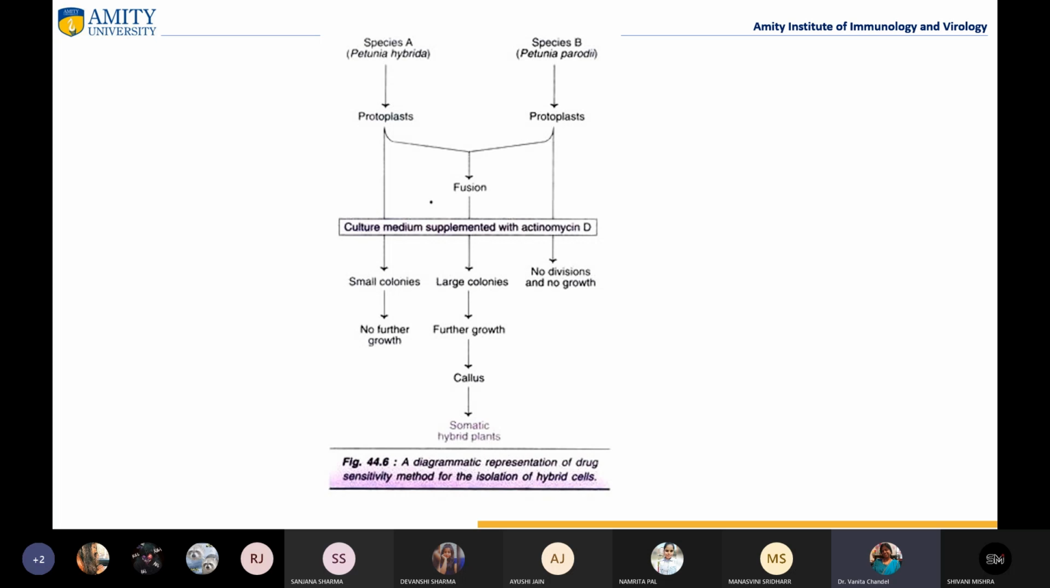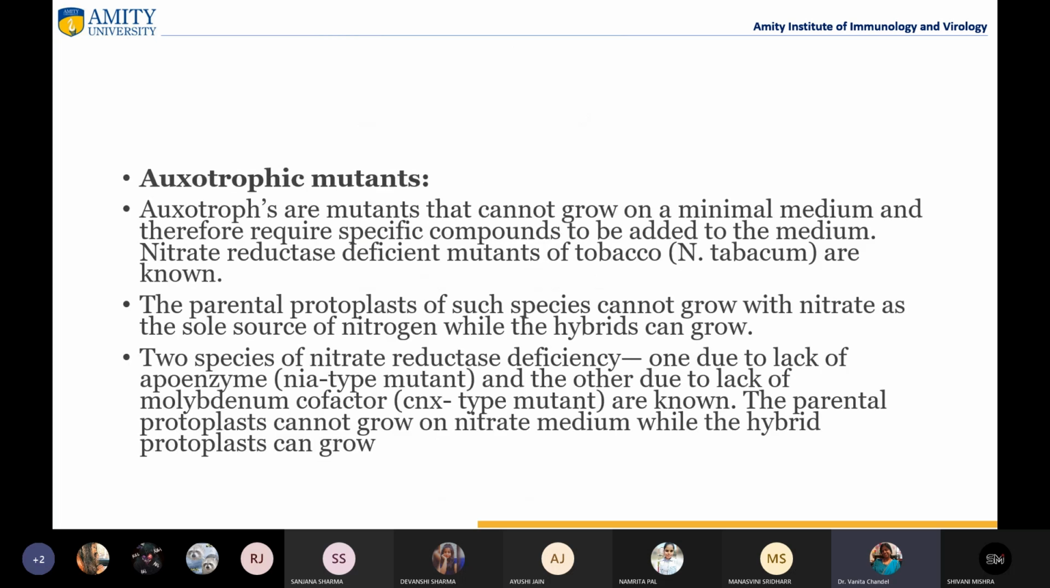So this is how we are going to select them, right? Hybrids. Then we have auxotrophic mutants. Auxotrophs are the mutants that cannot grow on a minimal medium, and they therefore require specific compounds to be added to the medium. For example, nitrate reductase deficient mutants of Nicotiana tabacum are known. So the parental protoplast of such species cannot grow with nitrate as the sole source of the nitrogen, whereas hybrids, they can grow. So this is how we are going to separate them, right?